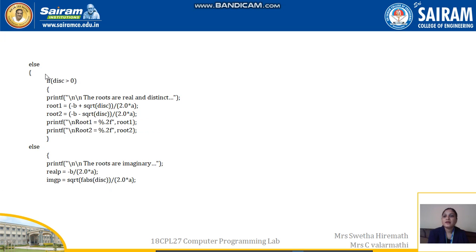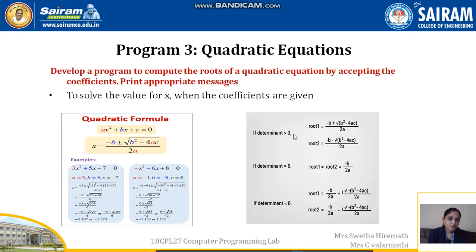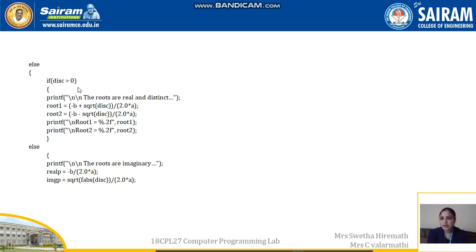Next is else if the discriminant value is greater than 0. What we have to do is printf the roots are real and distinct. Root 1 will be equal to minus b. Here we can see, if the discriminant value is greater than 0, root 1 will be equal to minus b plus square root of b square minus 4ac by 2a, and root 2 will be equal to minus b minus square root of b square minus 4ac by 2a. Same thing we are writing here also: if the discriminant is greater than 0, printf the roots are real and distinct. Root 1 will be equal to minus b plus square root of discriminant divided by 2 into a, and root 2 minus b minus square root of discriminant divided by 2 into a.